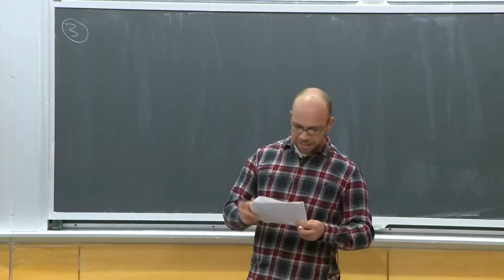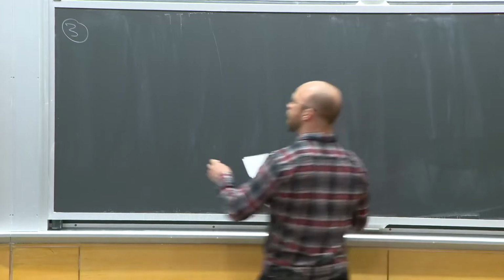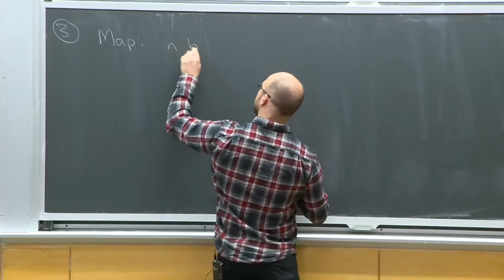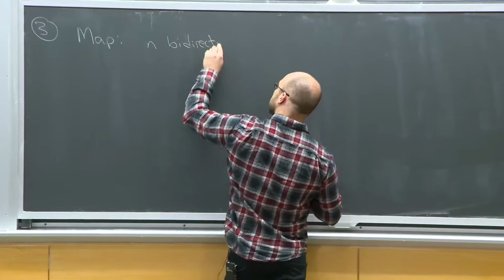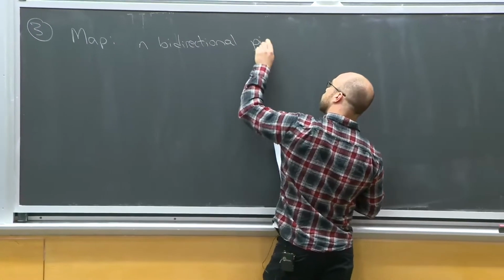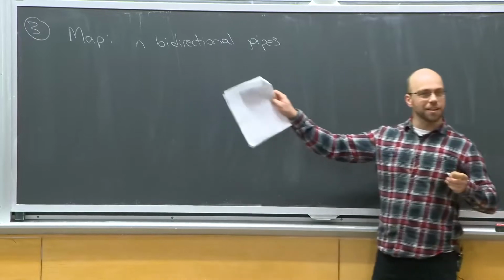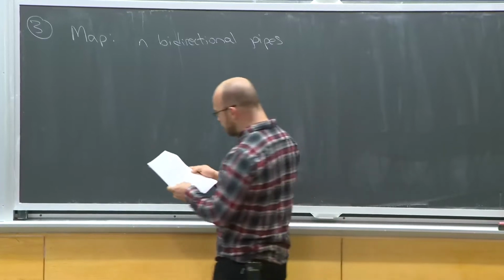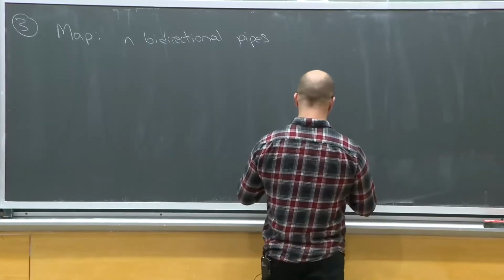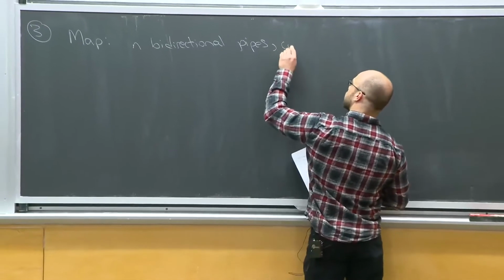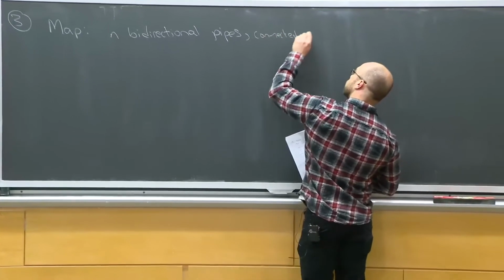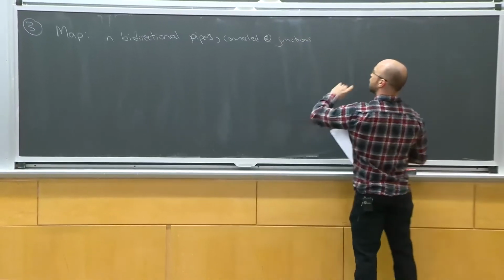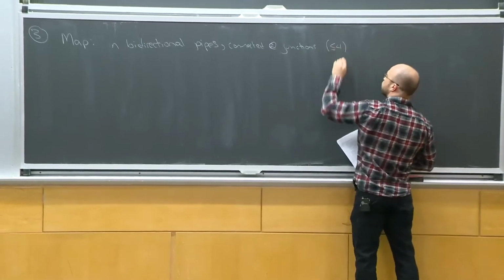But in any event, what I'm given is a map, and this thing has n bidirectional pipes. I'm not going to write it down, but the problem tells you that they're all connected. You can get from your source to your target moving through the pipes. They're connected at junctions. But at every junction, there are less than or equal to 4 things that come together.